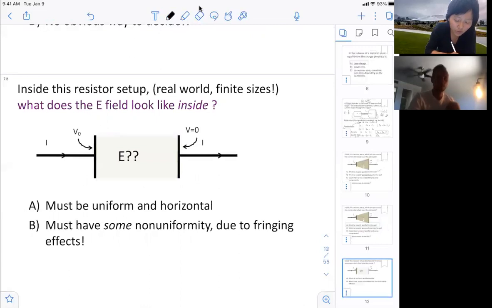Would it be uniform or horizontal, or would you have some non-uniformity like the fringe effects? I'm going to let you go ahead and vote here. I don't think we need to vote, but we need to discuss. So go ahead and vote on this one.